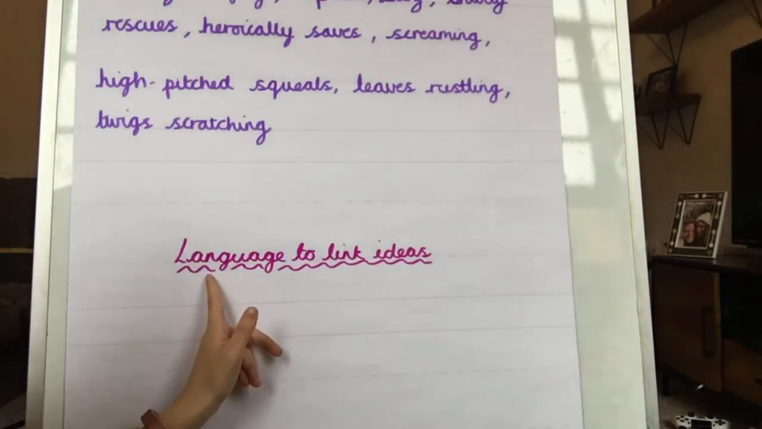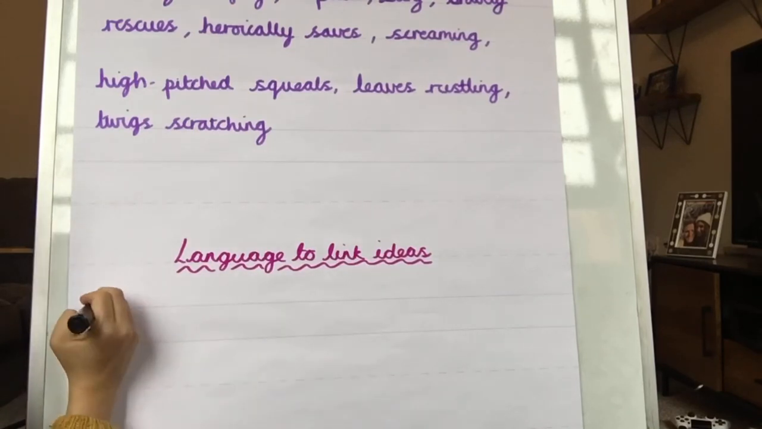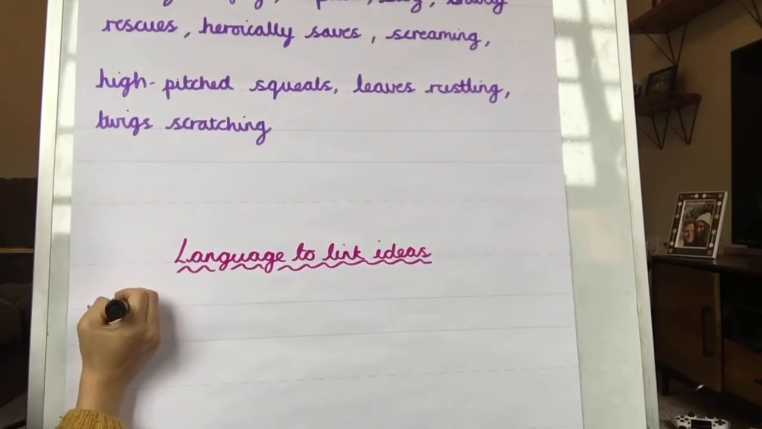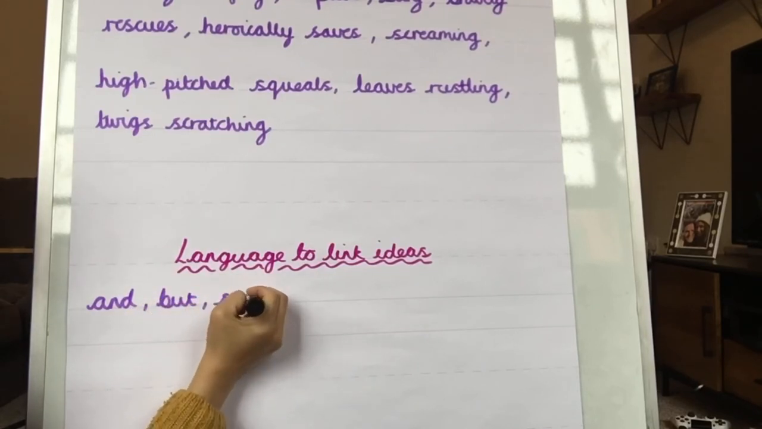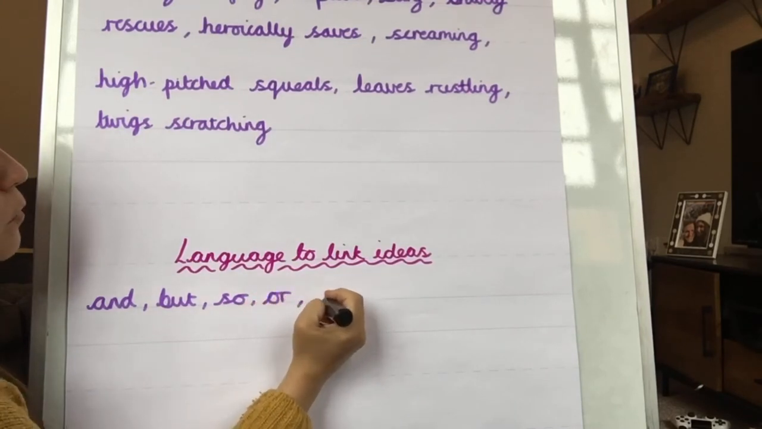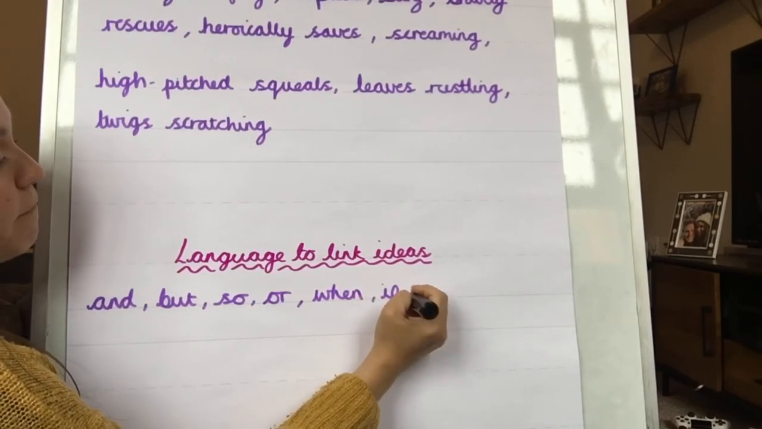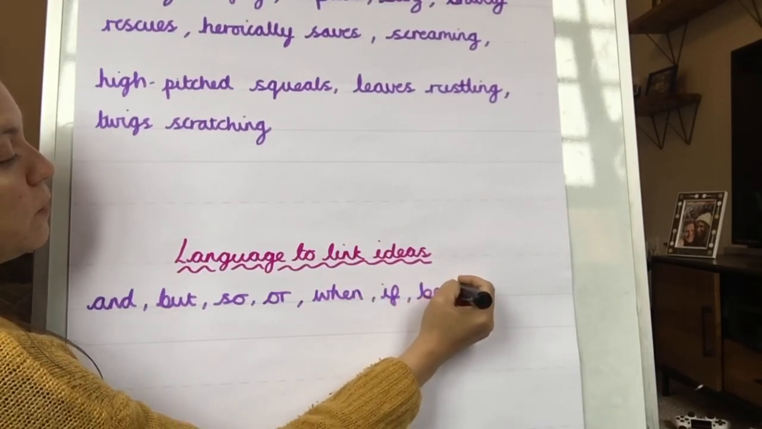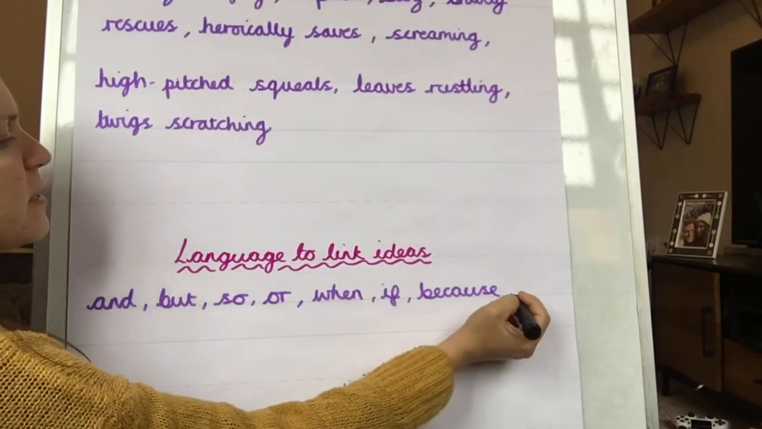And now finally I want language to link ideas. So here is where I want my conjunctions, and I also want words to start my paragraphs as well. So I'll start with some conjunctions. I want to use and, but. So what other conjunctions do I know? Or, when, if, because.